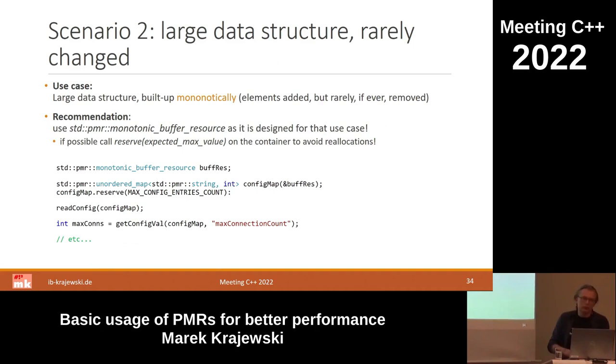Scenario two. We have a large data structure which isn't changed very often. It's first built up monotonically, like in monotonic buffer. It means elements are added once at a time, maybe removed, but normally not. So our recommendation is just to take our old friend monotonic buffer resource, which was designed especially for this case. For example, we are parsing some configuration files and writing them into a configuration map, so it normally doesn't change very often.